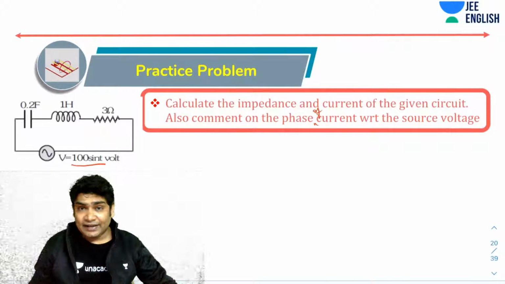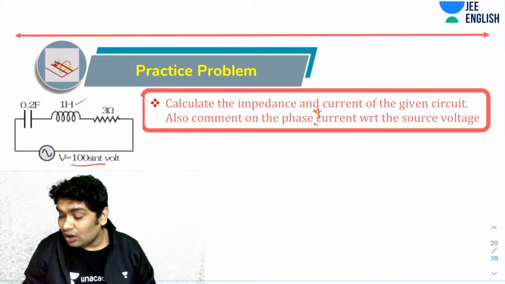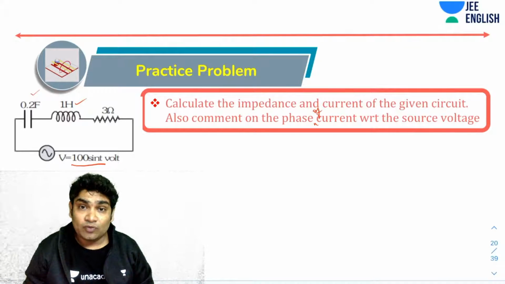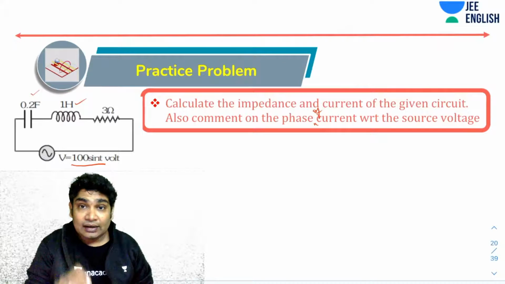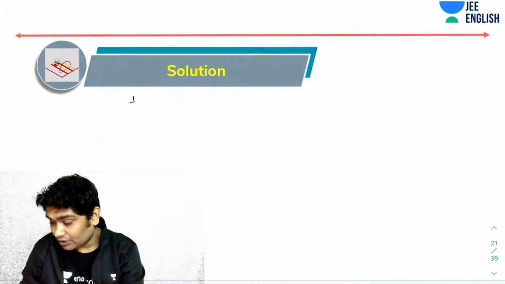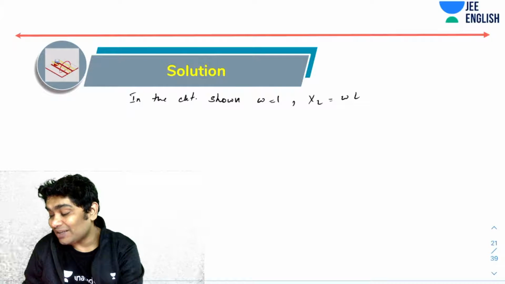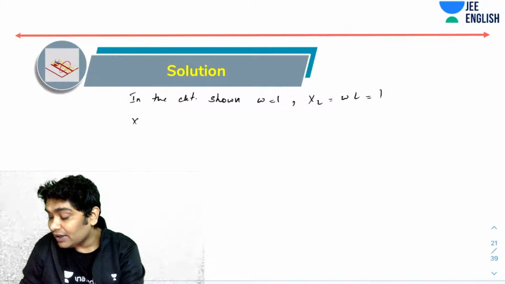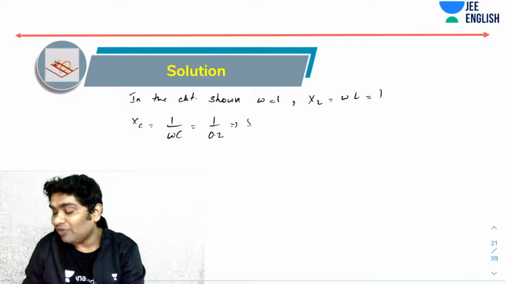Okay, so let's quickly talk about the impedance first. You know the inductance is 1 Henry and the capacitance is 0.2 farad. So what is the omega? The voltage varies as 100 sine t. So omega is 1. Please note. In the circuit shown, omega is 1, so which makes your XL, which is omega times L, equal to 1. And how about XC? XC is 1 over omega C, so that will be 1 over 0.2, which is 5.